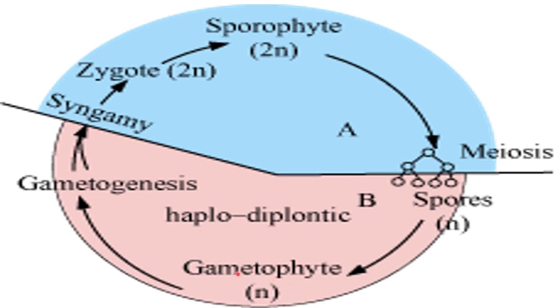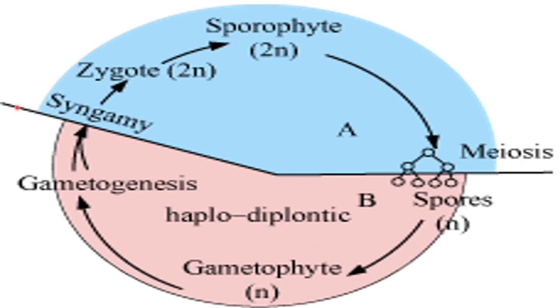This gametophyte by gametogenesis makes the gametes, and those gametes by syngamy form the zygote. Then the zygote, after development, gives rise to the sporophyte, and this sporophyte is the spore producing body. By meiosis, because this sporophyte is 2n, a diploid structure, meiosis division occurs in it and spores are formed here. Spores are formed by meiosis division. Now these spores are n, meaning they are haploid. These spores after germination again form a gametophyte.